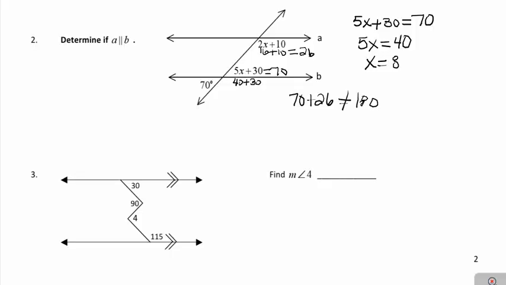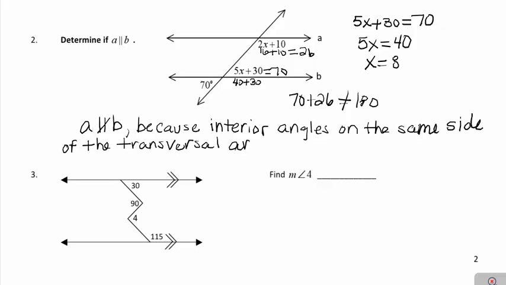So therefore, A is not parallel to B. And usually I would always try to write some sort of explanation, even if it's just a sentence. So I'd say A is not parallel to B because interior angles on the same side of the transversal are not supplementary. So that's how you could prove it directly.